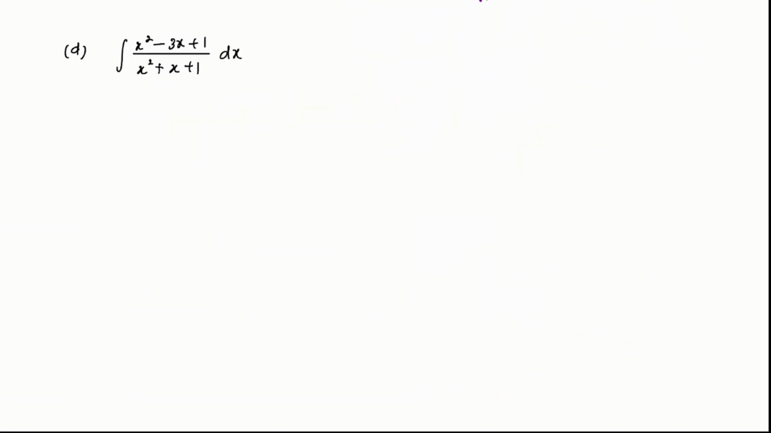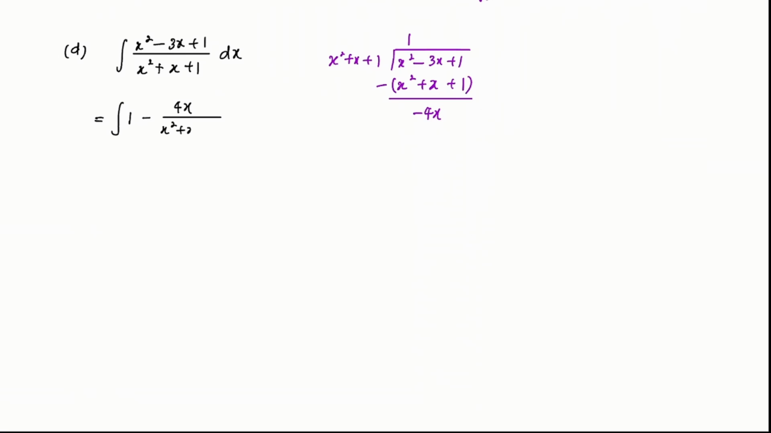Okay, for part D over here, let's observe that actually this one the degree is 2, this one the degree is also 2, so it is something like an improper fraction. And for improper fraction, what do we do first? We will need to do the long division first. Okay, so we got one whole part and minus 4x as the remainder. So we have one whole part minus 4x over this one over here as the remainder.